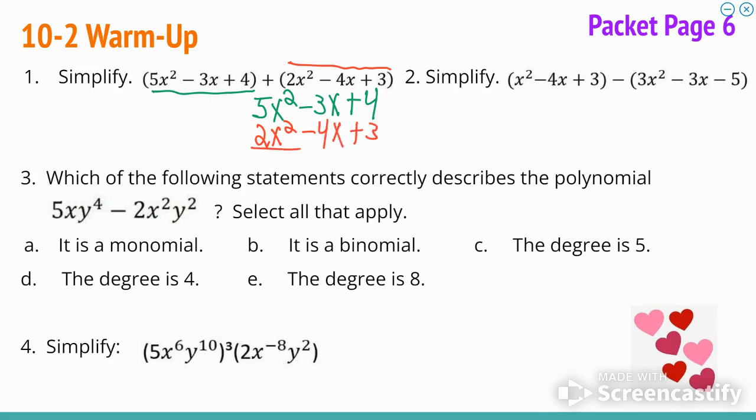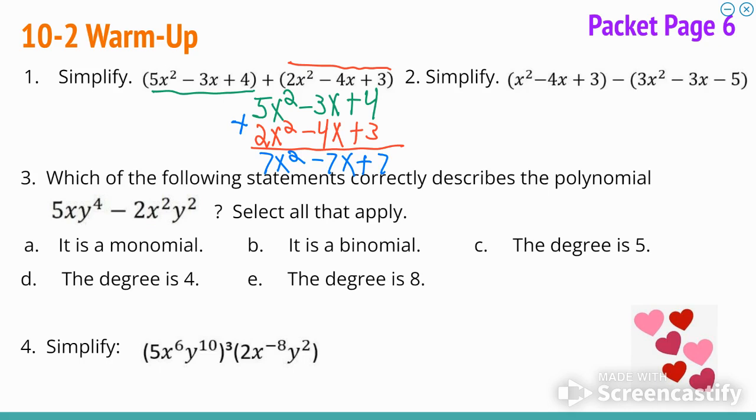Now, it doesn't always work like this in which everything is written in standard form. All right, so both of these are in standard form because we have the x squared first term and then the x term and then the constant at the end. All right, so now remember, we're adding. So we have 5 plus 2, and we keep the x squared. All right, then we have negative 3 plus negative 4, which is negative 7x. And then we have 4 plus 3, which of course is 7.